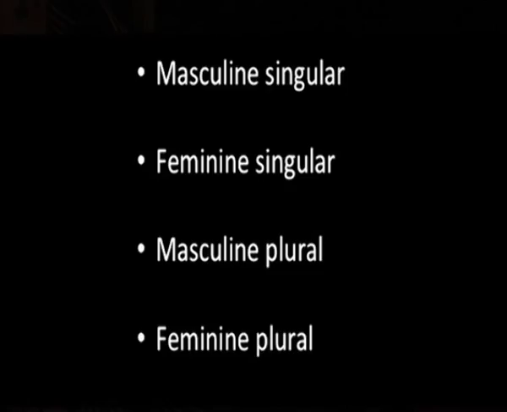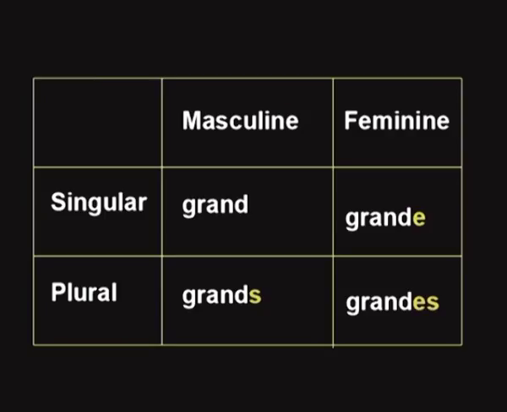Since French adjectives change to agree in gender and number with the noun that they modify, there can be up to 4 forms of each qualifying adjective: masculine singular, feminine singular, masculine plural, and feminine plural. Let me illustrate this concept with the adjective grand, which means big. Here's a table that lists the different inflected forms of this qualifying adjective.